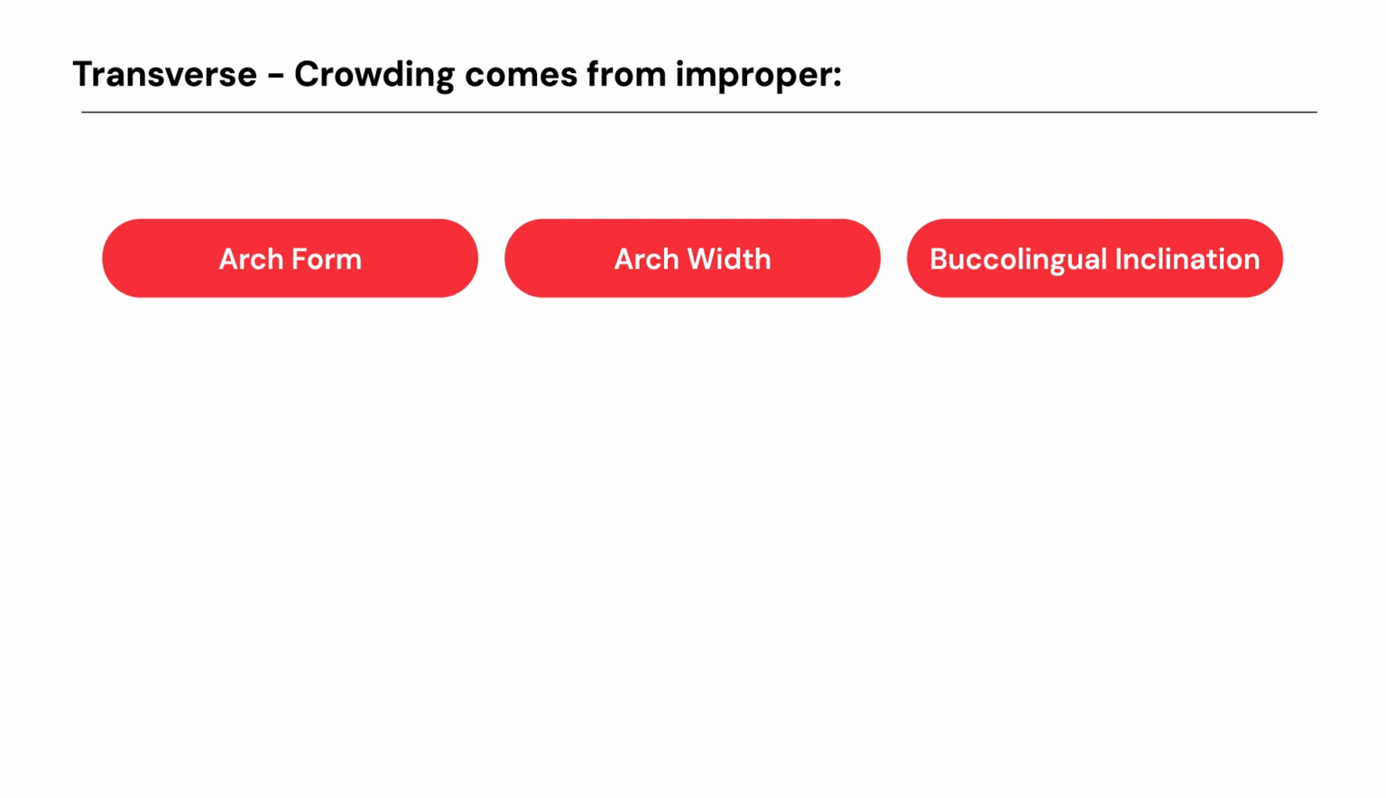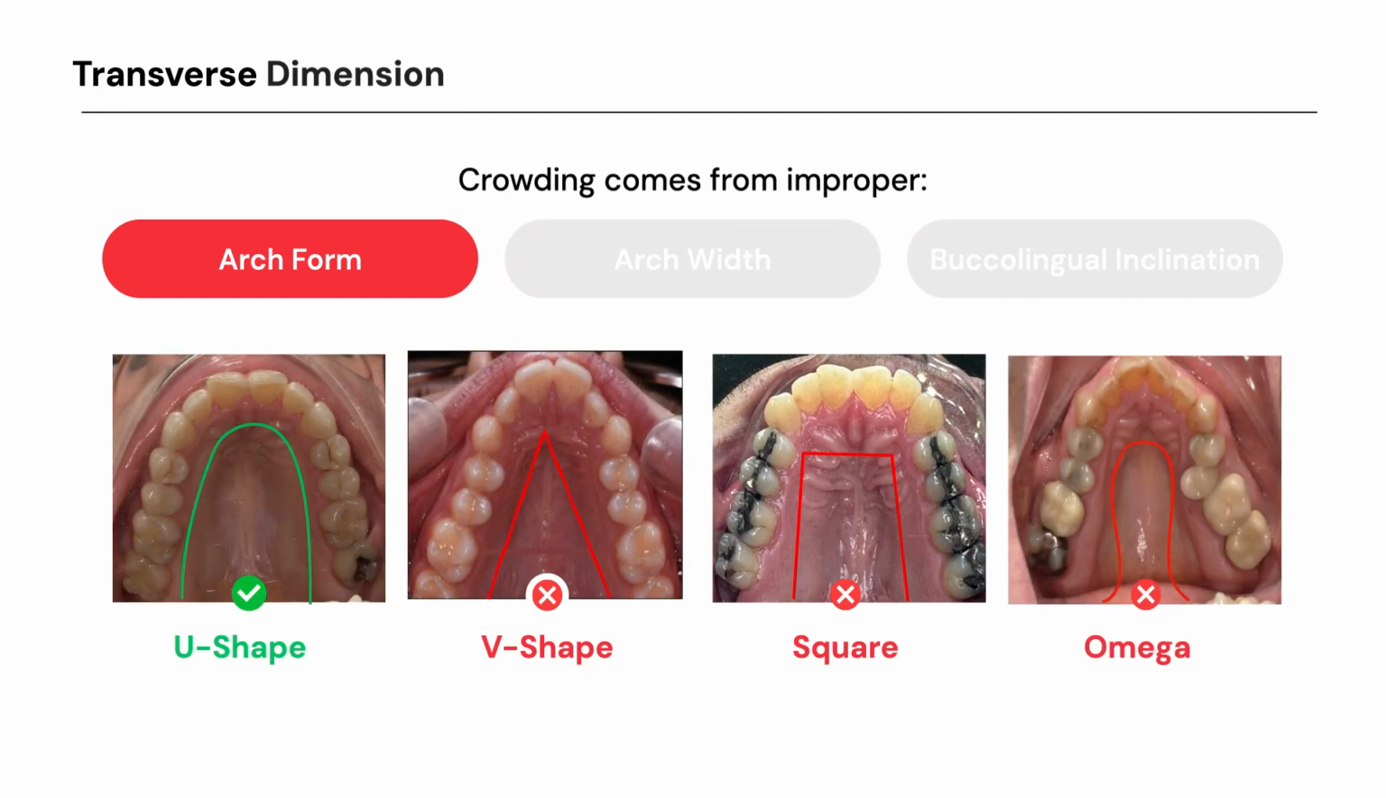So let's start with arch form. The arch form, as we mentioned earlier, should be a U shape. It should be a nice, broad U-shaped arch. It allows space for the tongue. It allows for all the teeth to line up, everything to fit together. It looks normal and healthy.